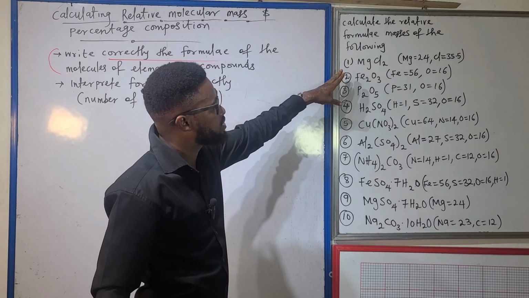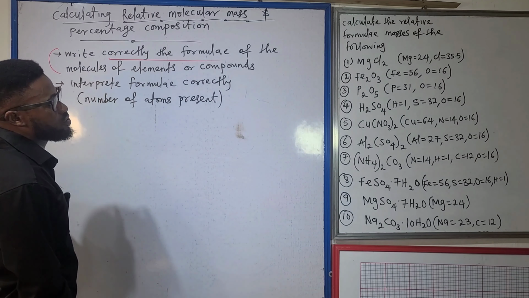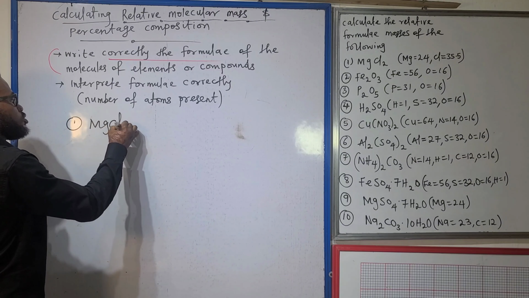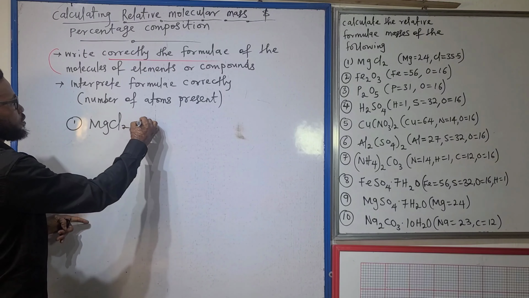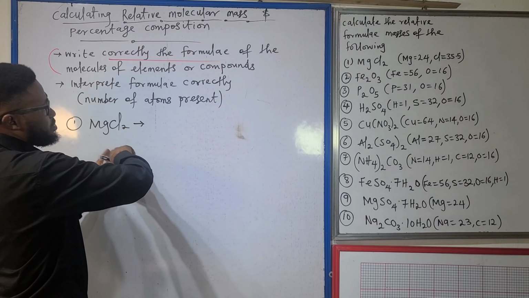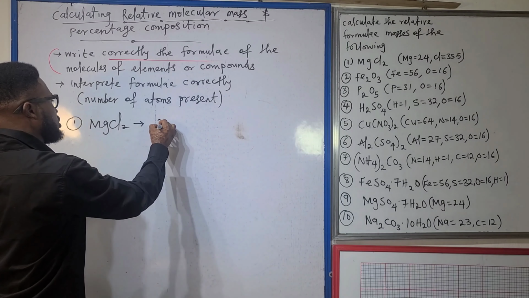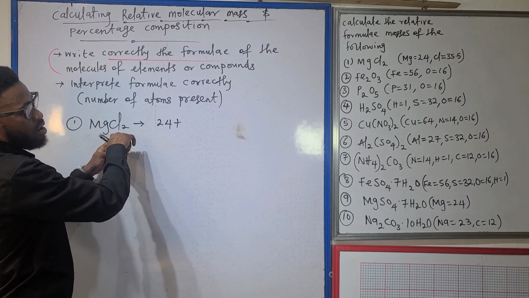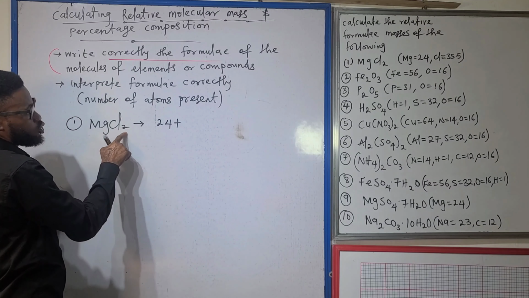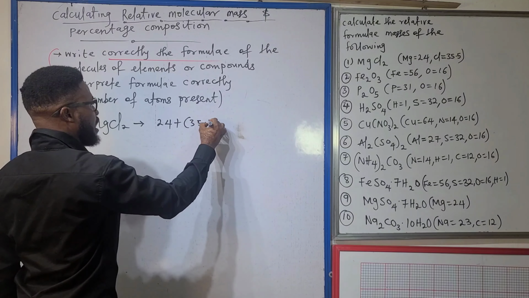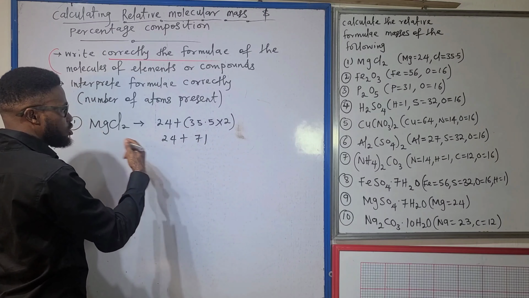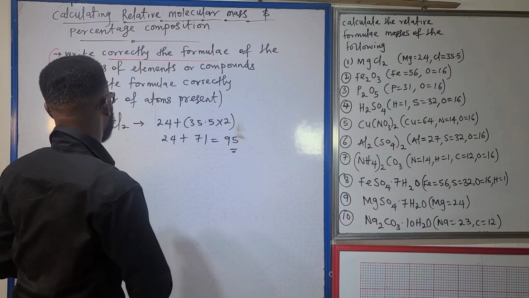As you can see here, question 1 says we should calculate the relative molecular mass of magnesium chloride. So when you look at it, you're looking at magnesium chloride. It means magnesium is 1, chlorine is 2. The mass of the atom magnesium is 24, plus, I am talking about chlorine here, the mass of one atom of chlorine is 35.5. Since it occurs twice, that's going to be 35.5 times 2. This is 24 plus 71, and this will give us 95.